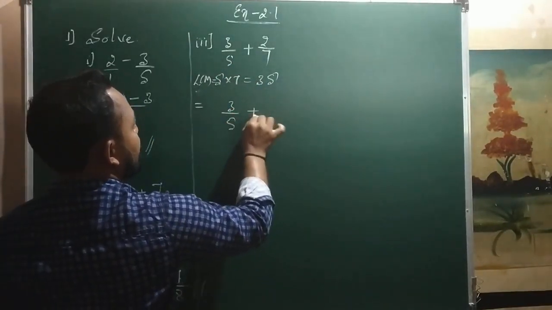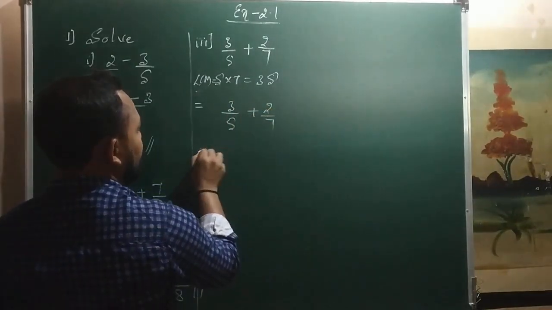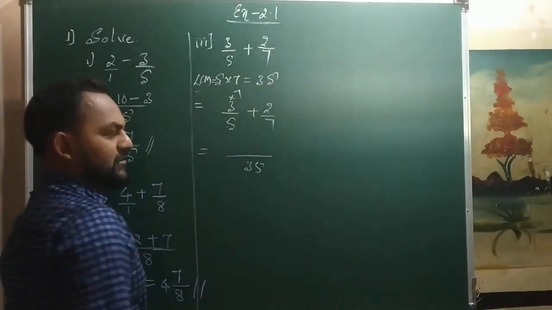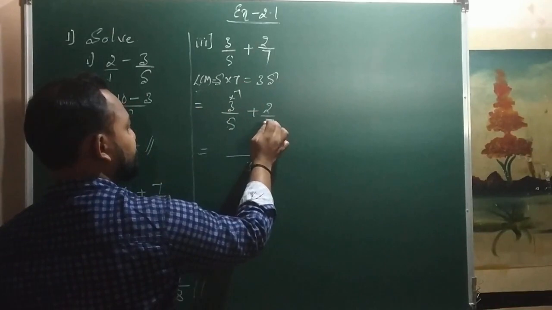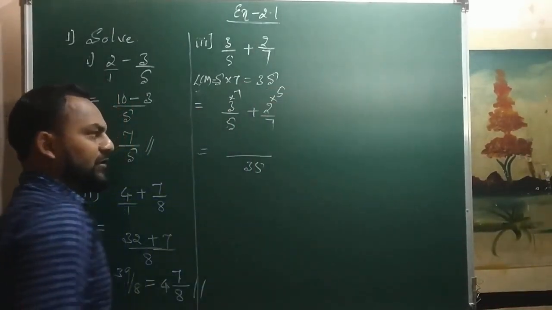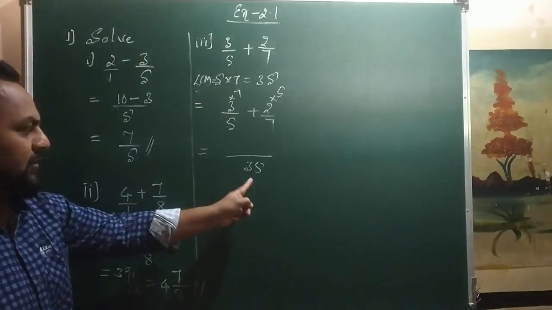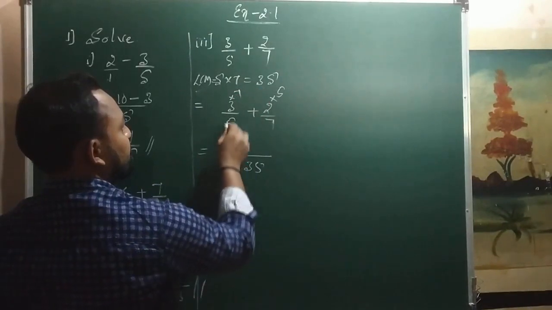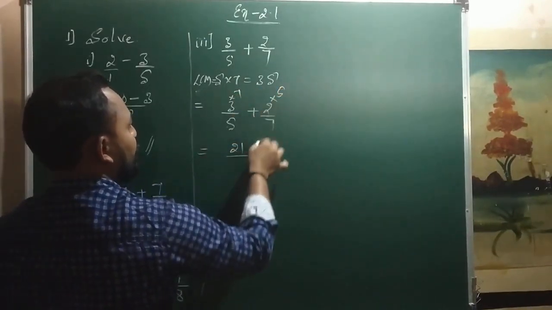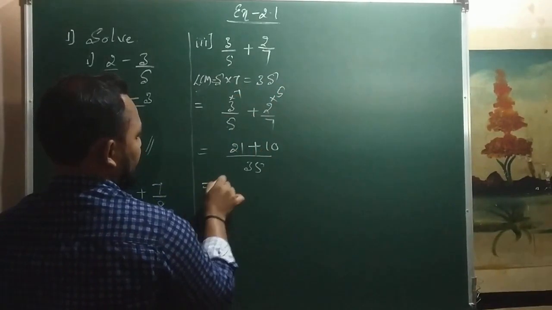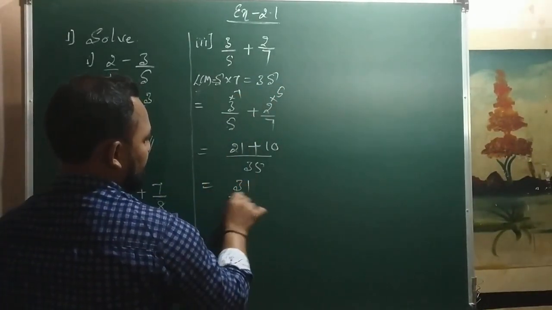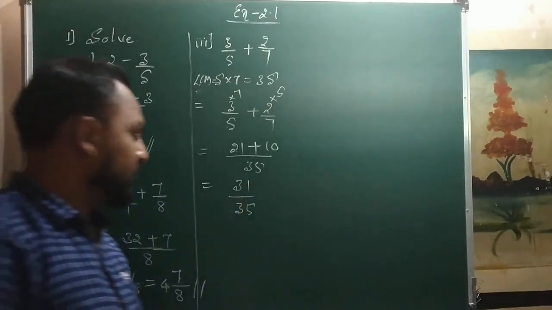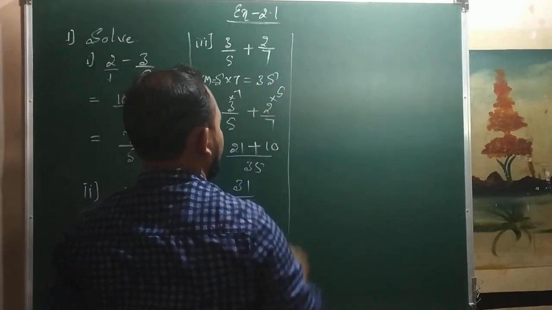3 by 5 plus 2 by 7. The LCM is 35. 5 sevens are 35, 7 fives are 35. Then 3 sevens are 21, 2 fives are 10. 21 plus 10 is 31 by 35. Okay, the next one.